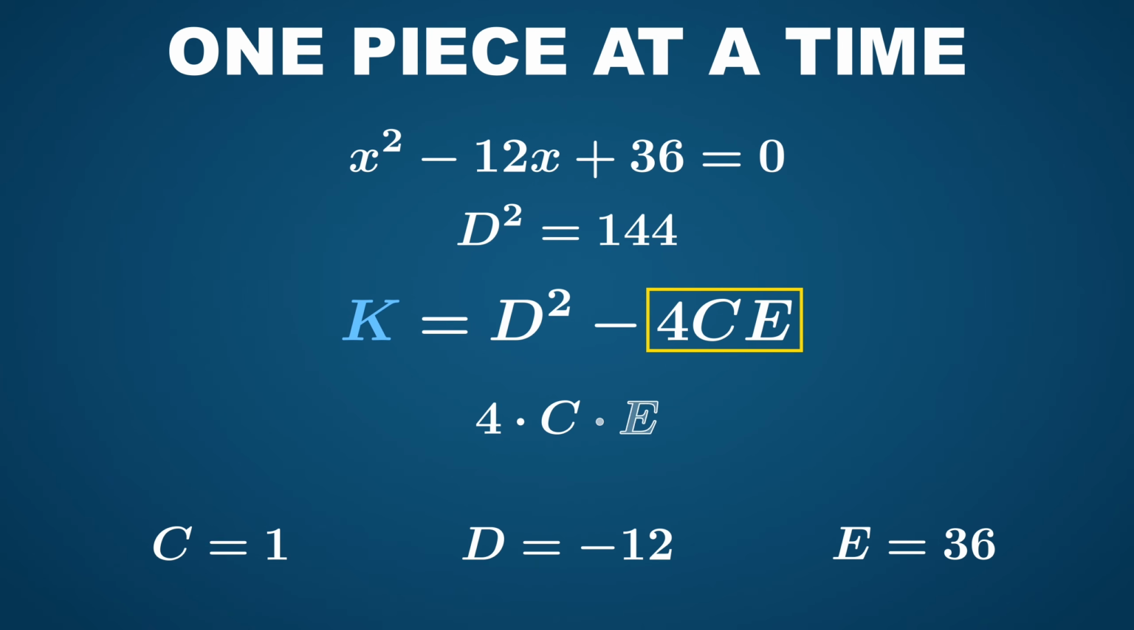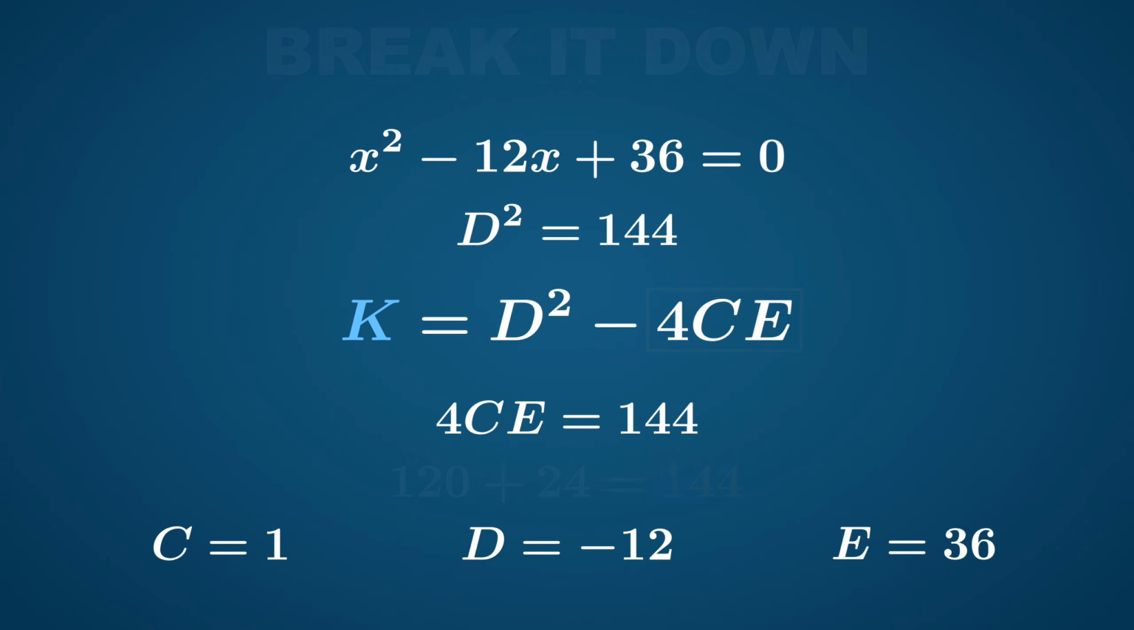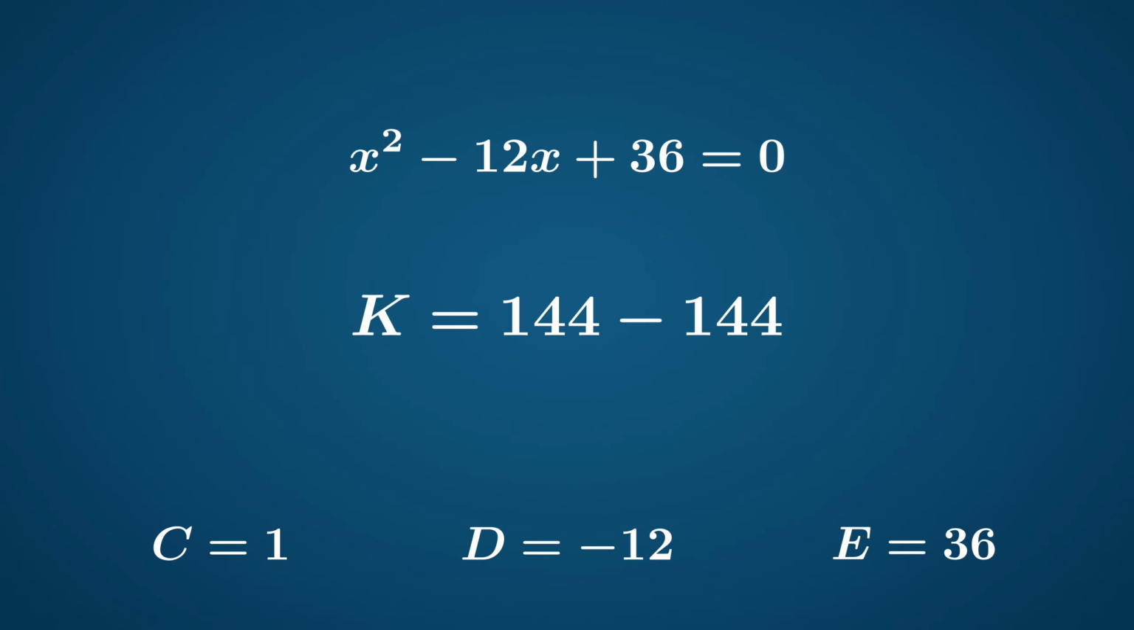Next, we calculate the product of 4, our variable c, and our variable e. Our variable c is 1, so 4 multiplied by 1 remains as 4. Then we must multiply this 4 by our variable e, which is 36. Let us break down the multiplication of 4 and 36. 4 multiplied by 30 gives us exactly 120. 4 multiplied by 6 gives us exactly 24. Adding 120 to 24 gives 144. So the subtracted part of our discriminant is also 144.